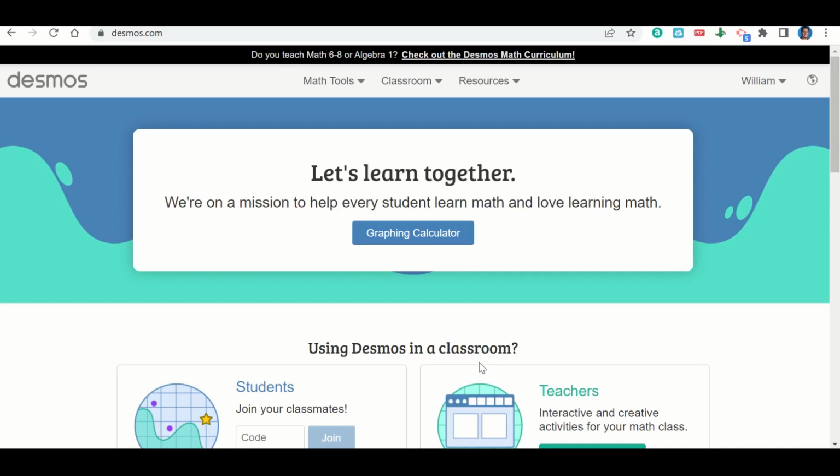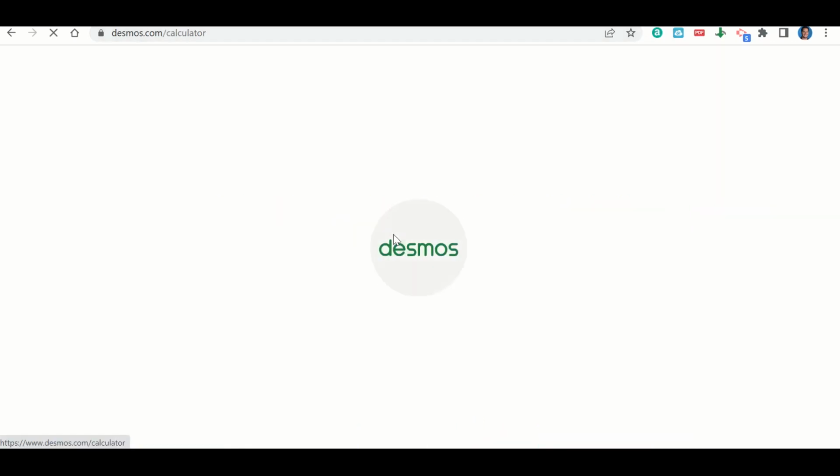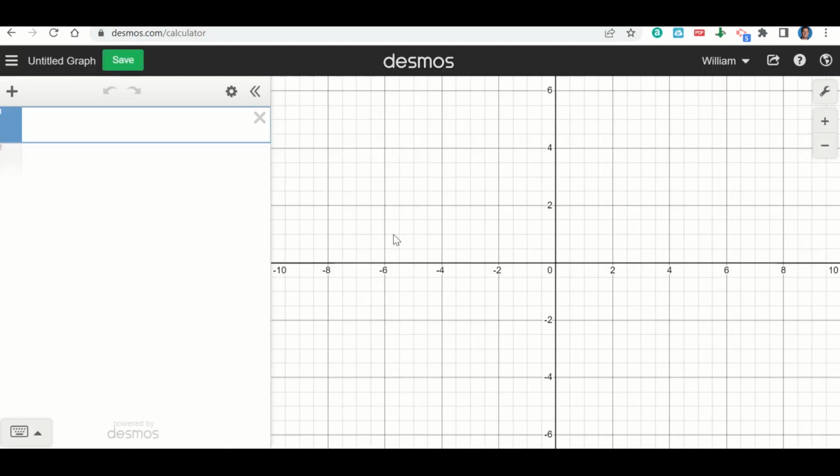Let's talk now about how to check our work using Desmos. So on this one, we're going to look at graphing coordinates. So we're going to go to desmos.com and we're going to click on where it says Graphing Calculator. And this gives us the opportunity to now plot points. So we're going to check coordinates and make sure that we did our assignment correctly.